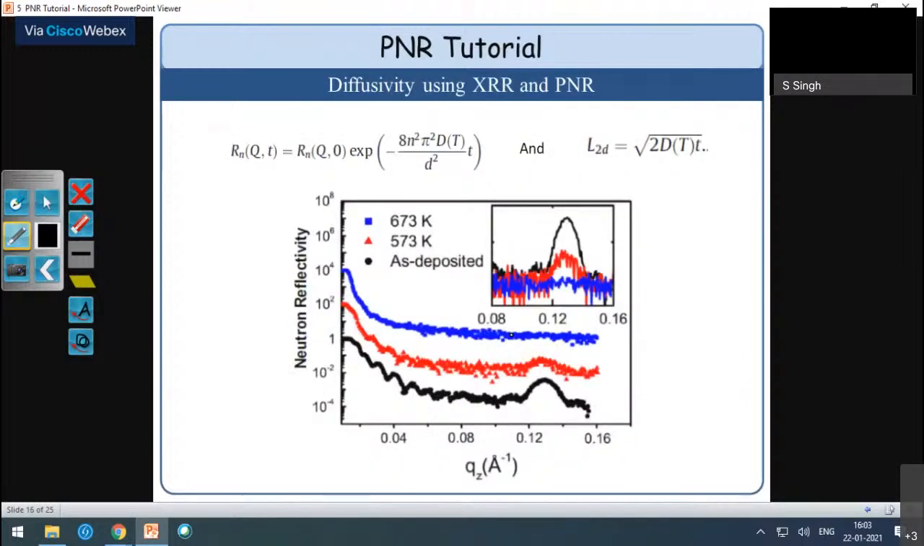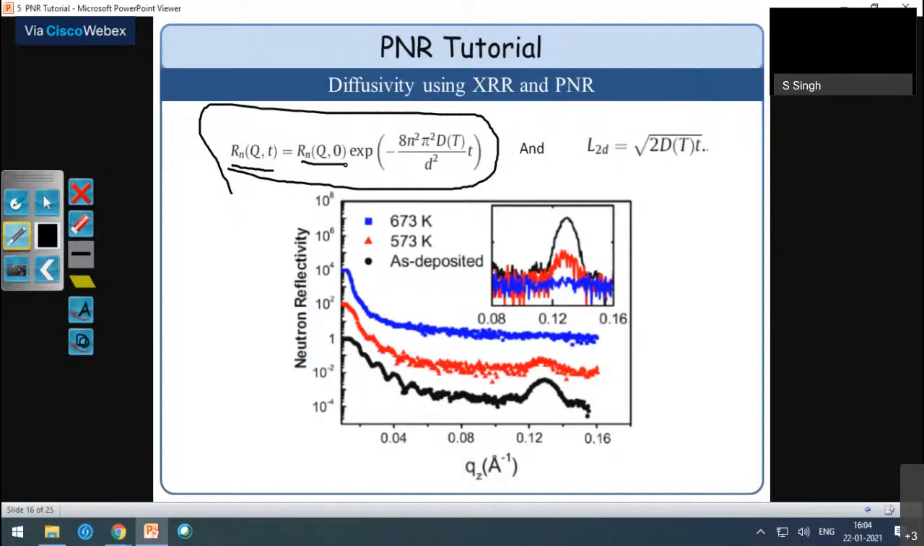One more thing I want to say about this technique: both X-ray and neutron have been used for one of the important properties in solid state physics, which is called diffusivity, in this case diffusivity at very small length scales, at the interfaces. How to get that: we get a change in reflectivity when there is alloy formation at the interfaces. Here I have given the reflectivity when we have annealed the sample, where we have given a temperature treatment for a time t, and this is the reflectivity when we have just grown the sample, as deposited. So there is no diffusion process in this case.